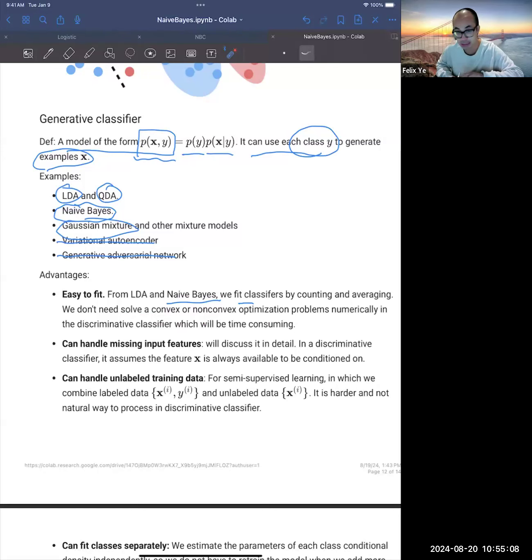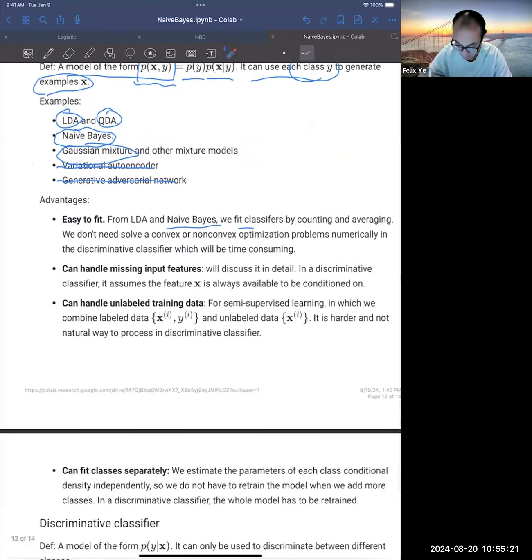If the distribution happens to be an exponential family, usually something like the Gaussians, then the mean and the variance will be sufficient. And also, this whole thing can handle the missing input features very well. And what does that mean? We're going to talk about it in detail momentarily.